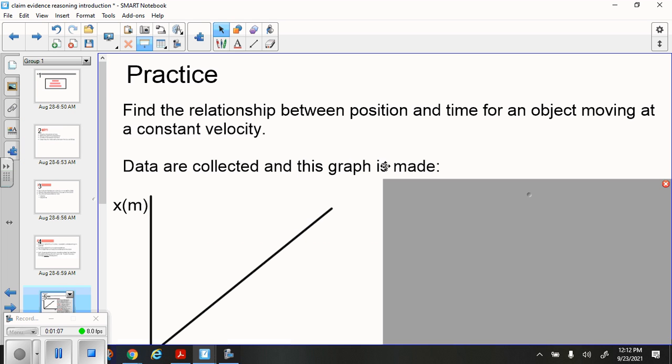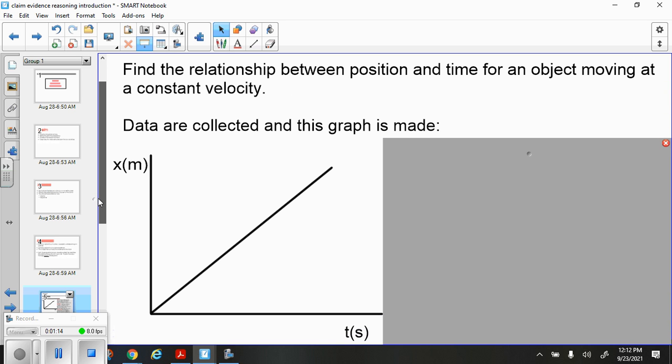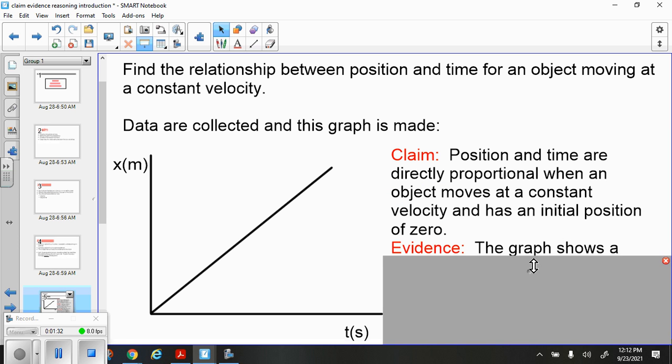So I've got an example here. If you think back to the bubble tube lab, we saw bubbles moving at a constant velocity, and we made a graph that looks like this. So our question was something like, how are position and time related when an object moves at a constant speed and has an initial position of 0? So my claim here would be position and time are directly proportional when an object moves at a constant speed and has an initial position of 0.